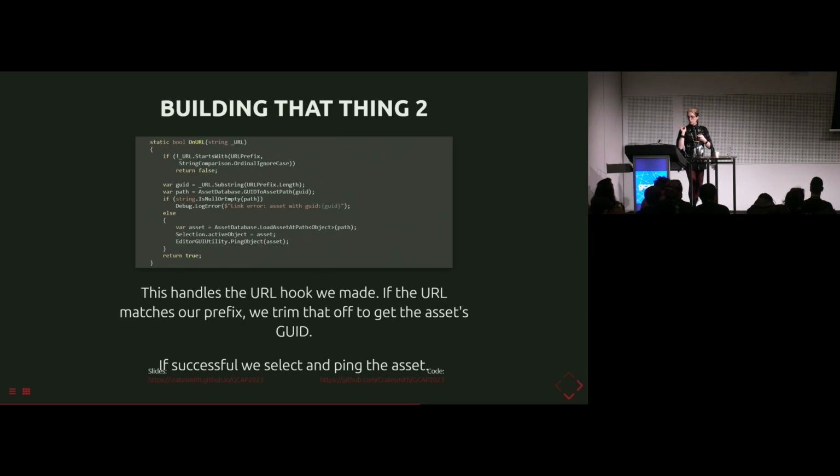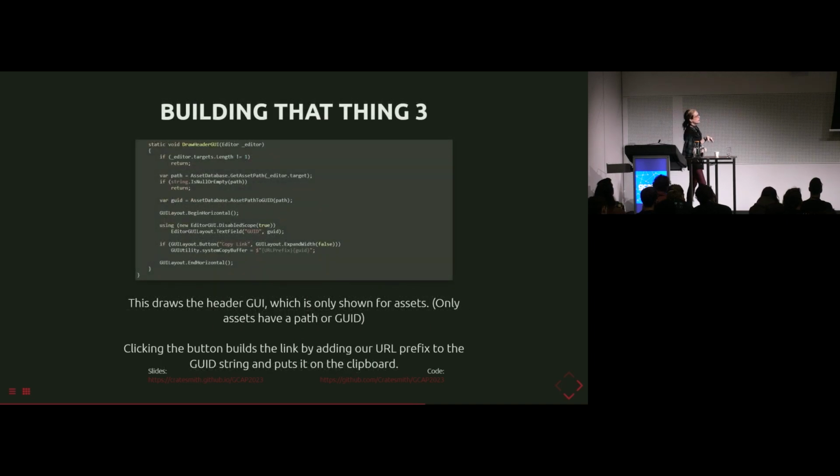Otherwise, we will grab the GUID from it by just chopping the prefix off it. We then convert that to an asset path. If the path is null or empty, we just write an error, but it's still a link, so we're going to say that we used it. And then if we got a path, we load it, we select it, we ping it. Done.